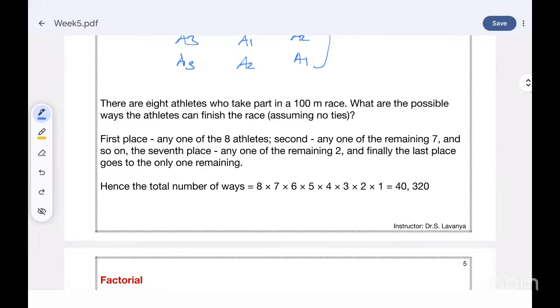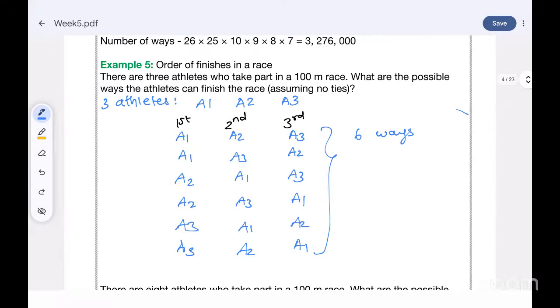Now instead of 3, suppose there are 8 athletes who take part in the race. What are the possible ways the athletes can finish the race? Again, first place, any one of the 8 athletes. Second, any one of the remaining 7, and so on. So 8 factorial: it is 8, 7, 6, 5, 4, 3, 2, 1. The same is the case here also.